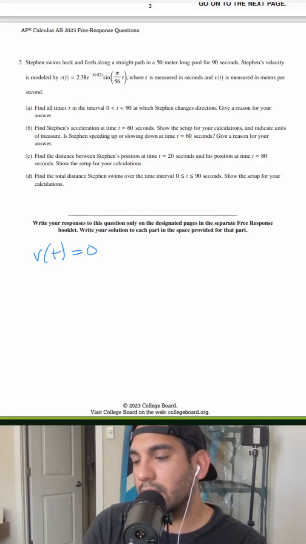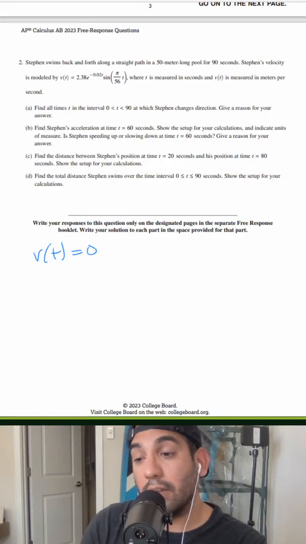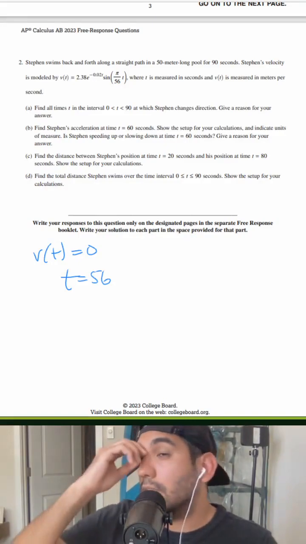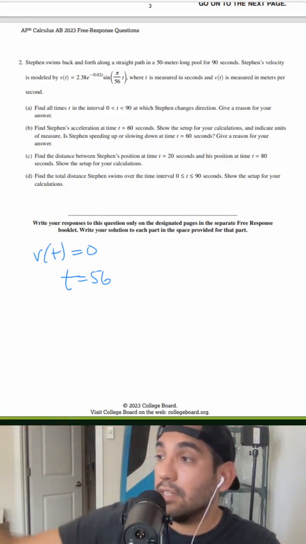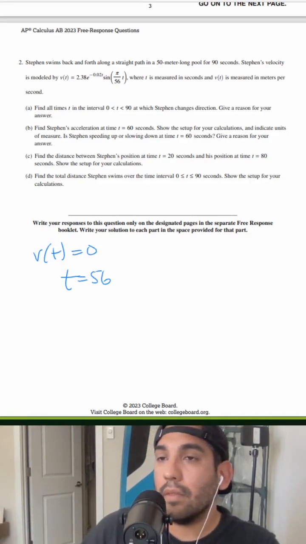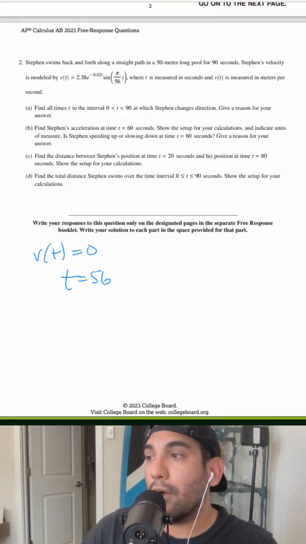Zoom window. I don't think it happens. The only time that I do see it happening is at 48.35. Let's double check. Or no, I got 56. This could be because my graph is just bad, but I got t is equal to 56 seconds. So again, the only time that it changes direction is when v of t is equal to 0. So I set this equation equal to 0, and I found the x-intercepts of the function. And so I believe that's all you have to do. So now we go to part B.